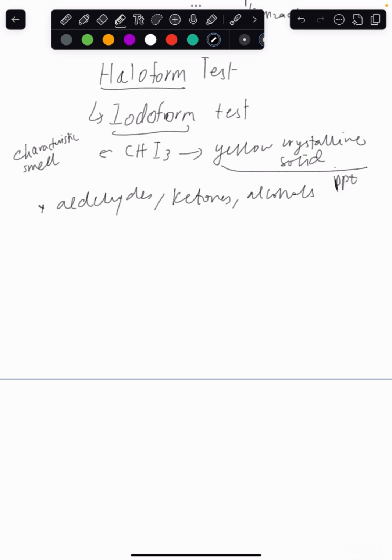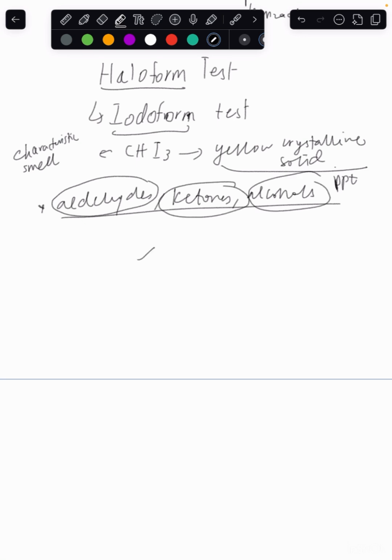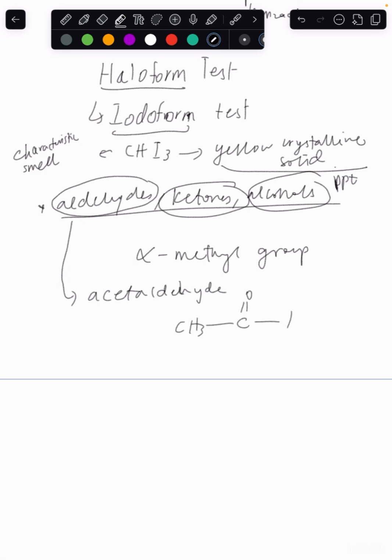It is an antiseptic used in hospitals. So what we'll see is it is only given by the chemical reactions that have aldehydes, ketones, and alcohols that have an alpha methyl group in them. Now the alpha methyl group can occur in an aldehyde only as acetaldehyde. What I mean by that is this is the main carbonyl carbon, and the carbon attached to it is the alpha carbon.